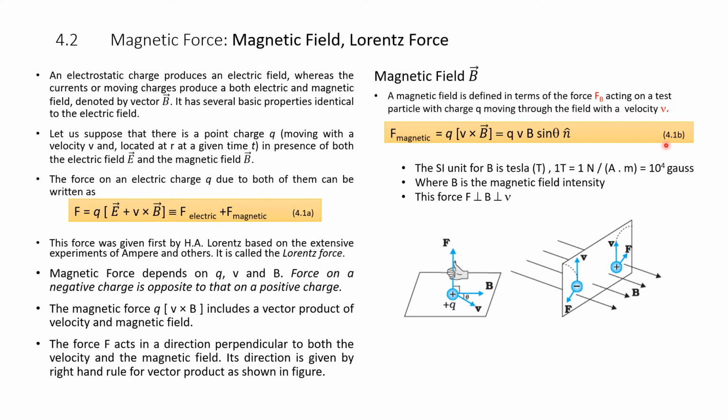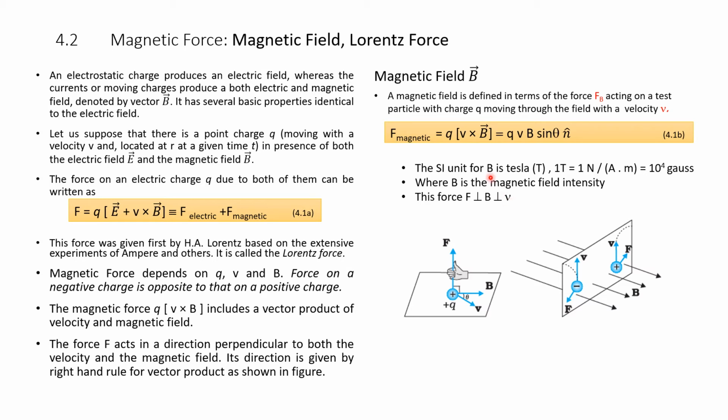The SI unit of magnetic field is Tesla, represented by the letter T. 1 Tesla is equal to 1 Newton per ampere meter, that is equal to 10 to the power of 4 Gauss, where B is the magnetic field intensity. This force F is perpendicular to the magnetic field intensity as well as the velocity.